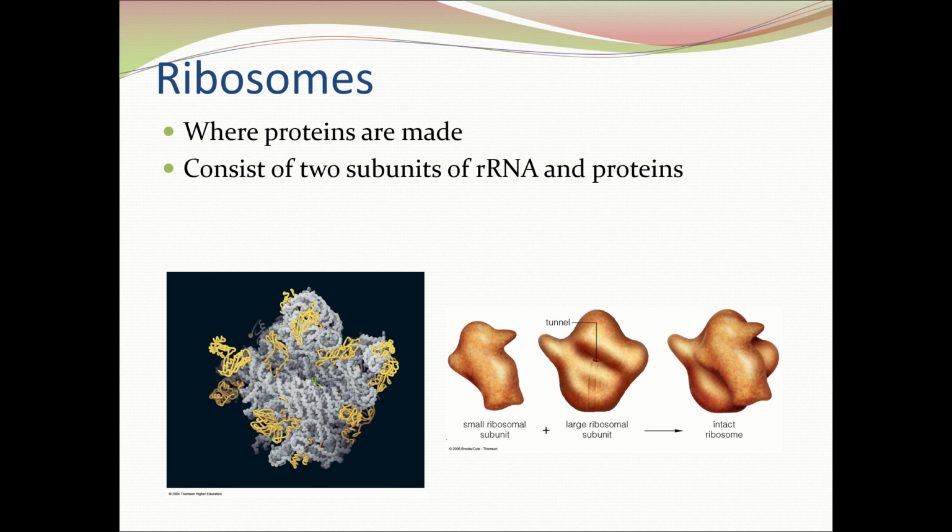Ribosomes are where proteins are made, and they consist of two subunits of ribosomal RNA and proteins. The reason that the rough endoplasmic reticulum is attached to the nucleus and contains a bunch of ribosomes is because the DNA encodes for the proteins that will be made by the ribosomes.